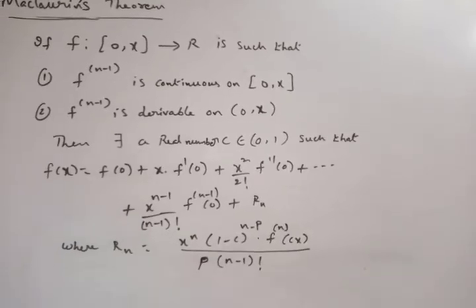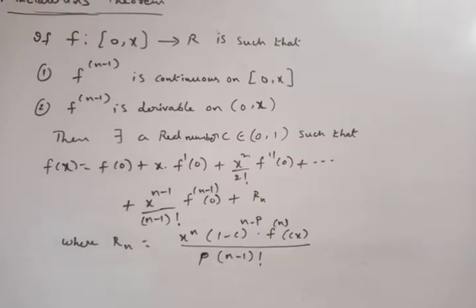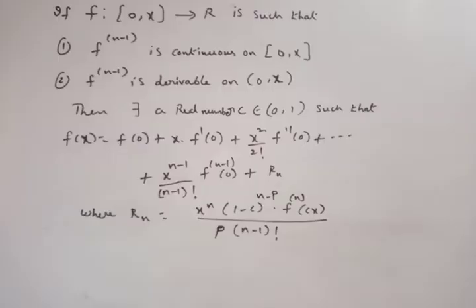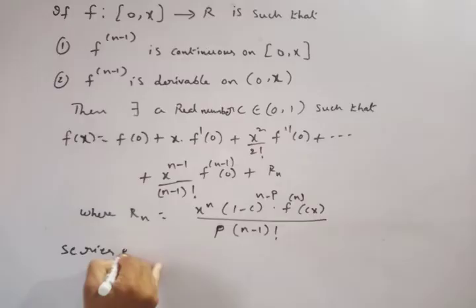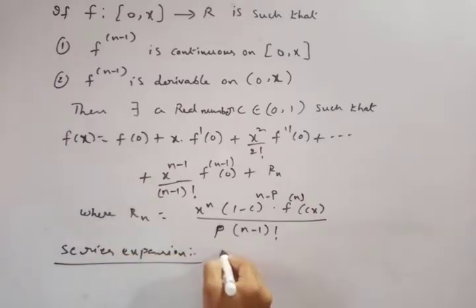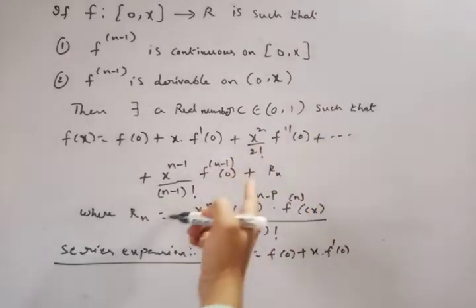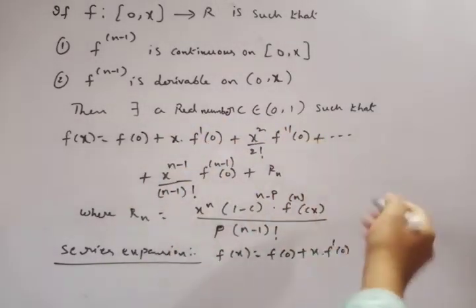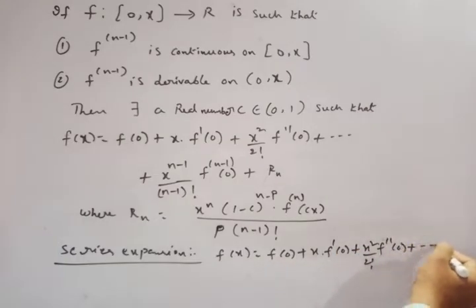Then what is the Maclaurin series expansion? In Taylor's, in place of a, if you substitute 0, you get the Maclaurin series expansion. Maclaurin's series expansion is: f of x is equal to f of 0 plus x into f dash of 0 plus x square by 2 factorial f double dash of 0 plus so on. This is the series expansion of Maclaurin's theorem.